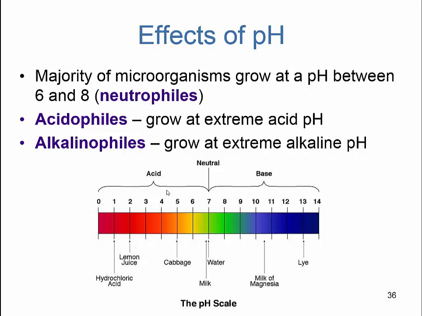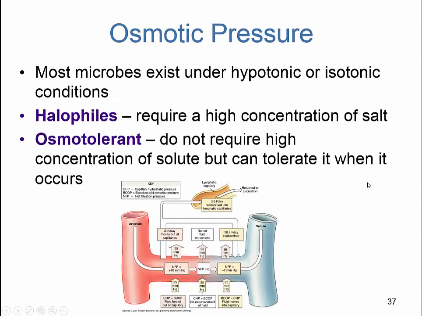Alternatively, an alkalinophile is a microbe that's going to be able to thrive at the entire opposite end of that pH scale. These guys are going to thrive in high pH, so 11 to 14, along the base side. And then the majority of microorganisms are going to land between 6 and 8. So these guys are neutrophiles, and they prefer a moderate pH. They're probably not going to continually thrive in the vagina, but they can definitely thrive on most of the other bodily surfaces that we have.